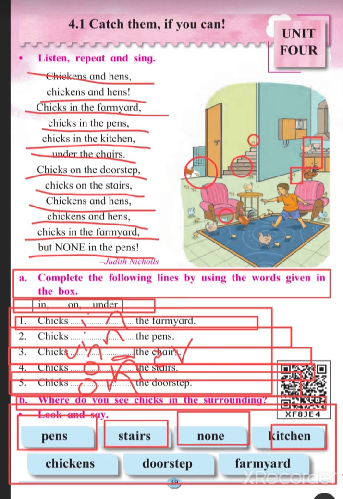Kitchen. K-I-T-C-H-E-N. Kitchen is where your cooking is done. What do we say in Hindi? Yes, rasoi ghar. Chickens. Now chickens means, as you all know, chicks, murgi. Doorstep. Now doorstep means the place in front of your door.